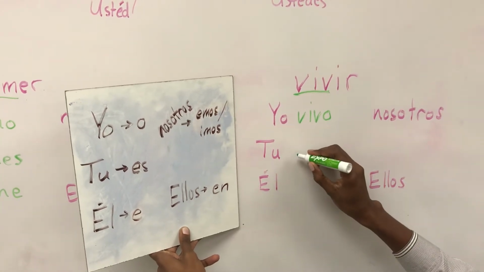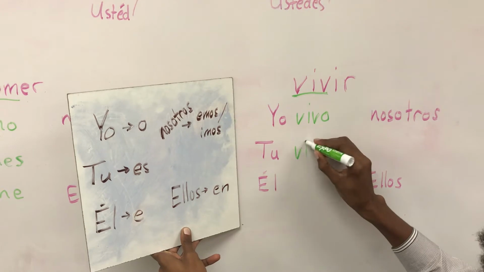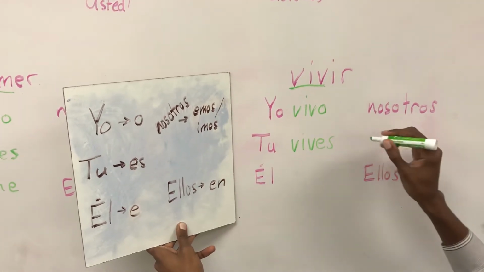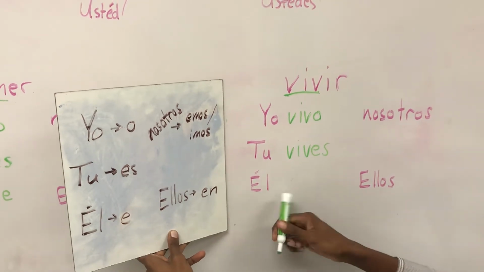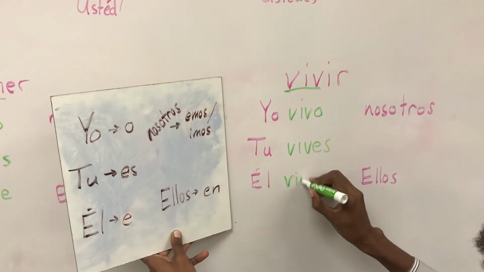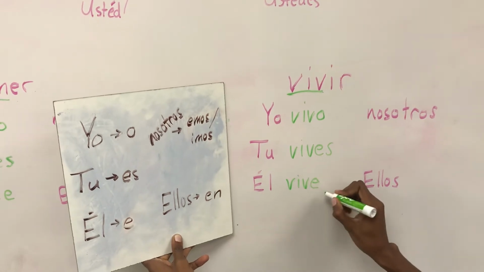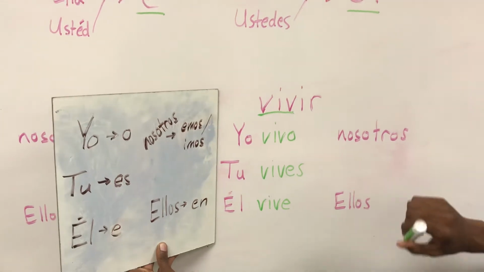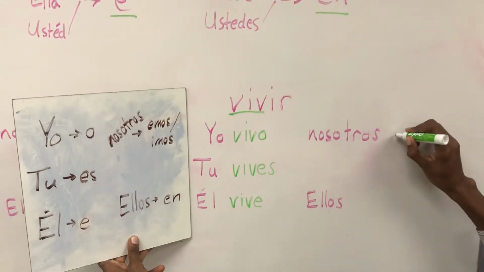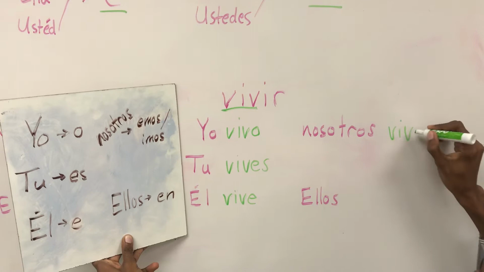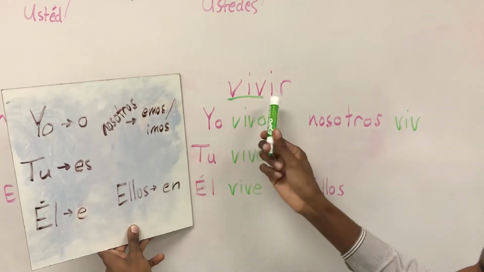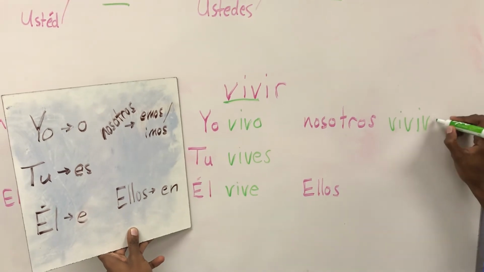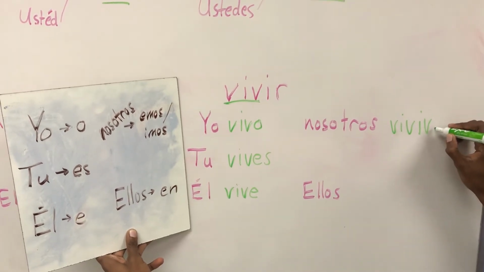Okay, here's where it's like ER. You write the stem. Tú vives. Okay, next we have él. So you write the stem. Él vive. All right, now, right here with nosotros, this is where IR is different. Nosotros, so we write the stem. Okay, it ends in IR, so this time we're going to use imos. Nosotros vivimos.